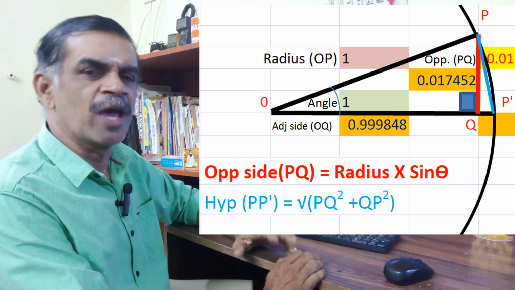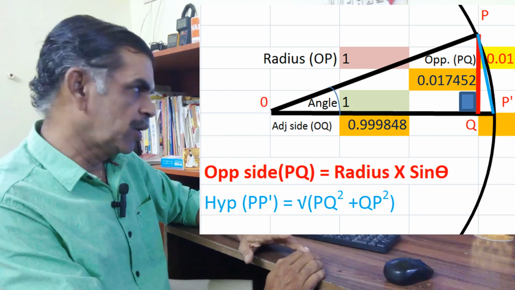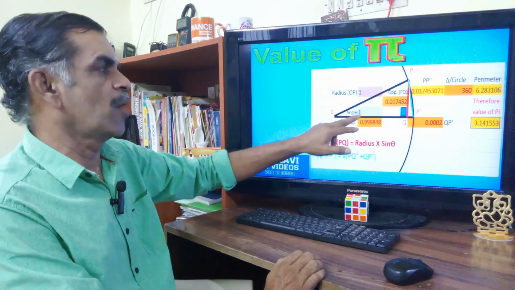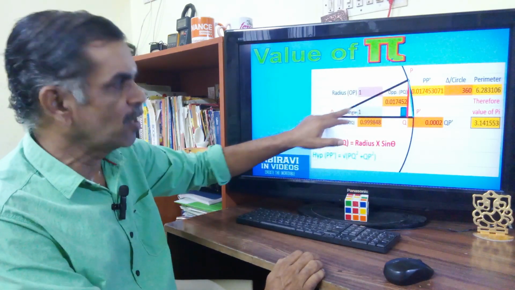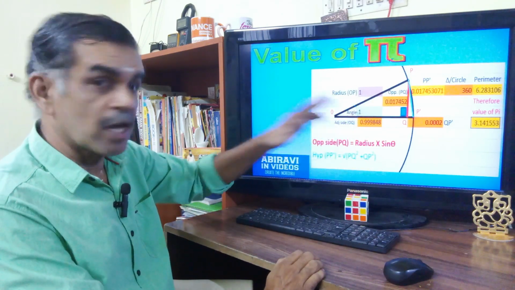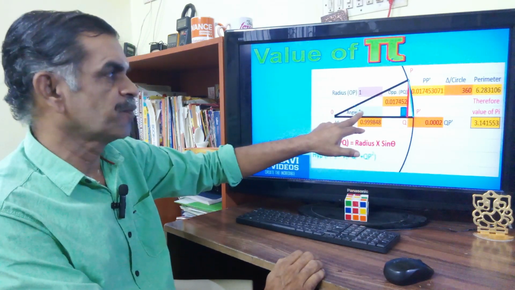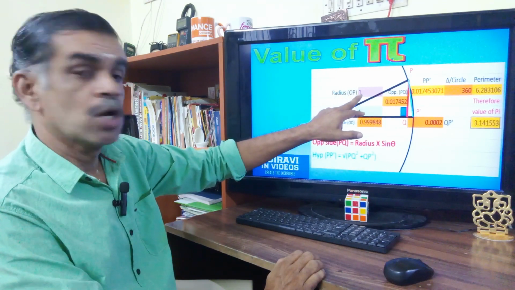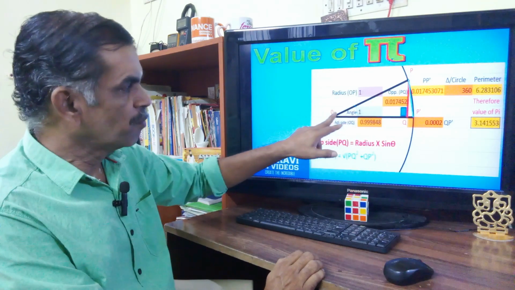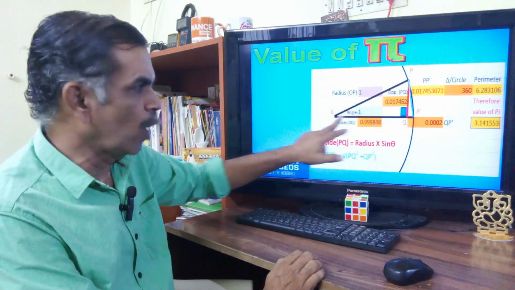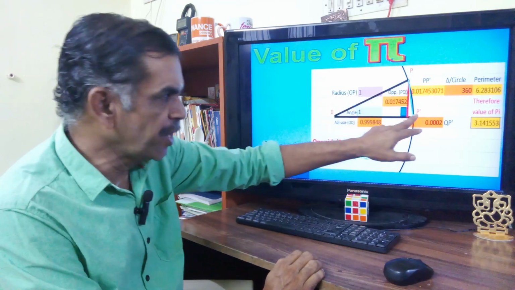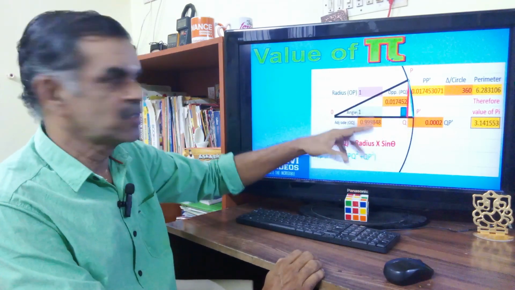You cannot see it with the naked eye. But for understanding and illustration purposes, I have kept the angle this way. It may look like 20-25 degrees, but for calculation, let us assume it is 1 degree. The radius is 1 centimeter. When you draw these two lines, OP is a radius and OP dash is also a radius. Both are 1.